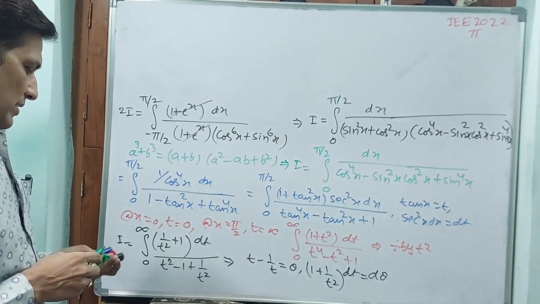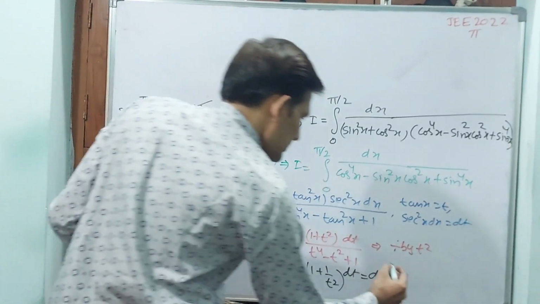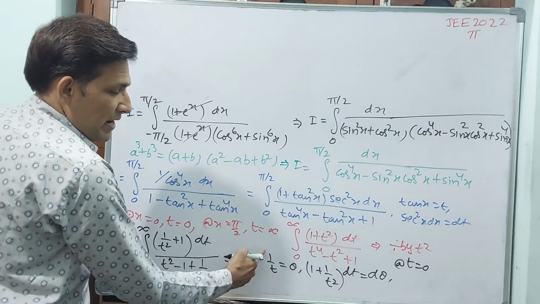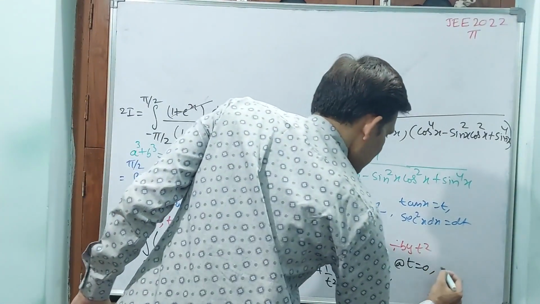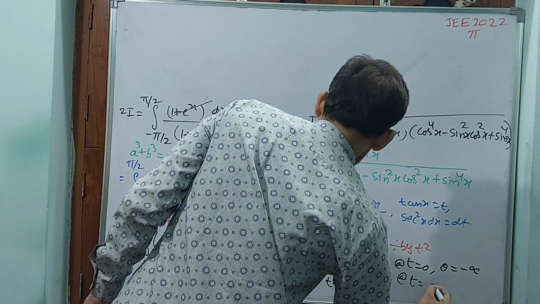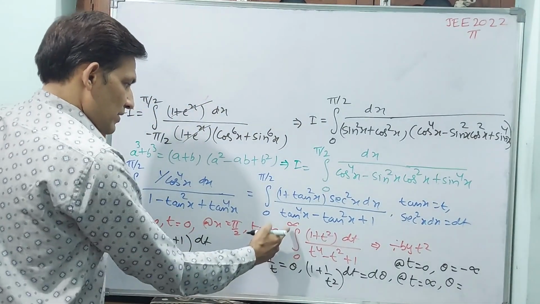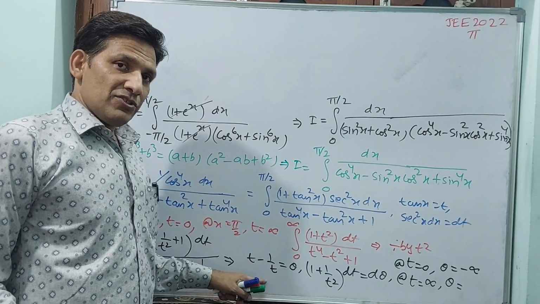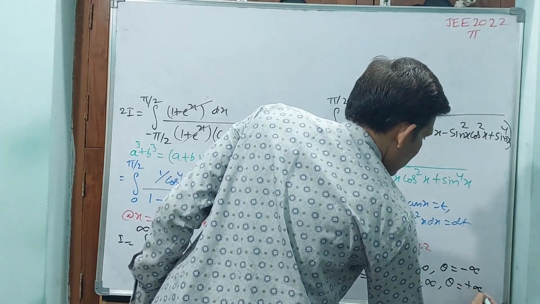Now see, when t is 0, theta will be 0 minus 1 by 0. 1 by 0 is infinity, so 0 minus infinity is minus infinity. At t is equal to plus infinity, theta is equal to infinity minus 1 by infinity. 1 by infinity is 0, so infinity minus 0 is plus infinity. That is one thing.